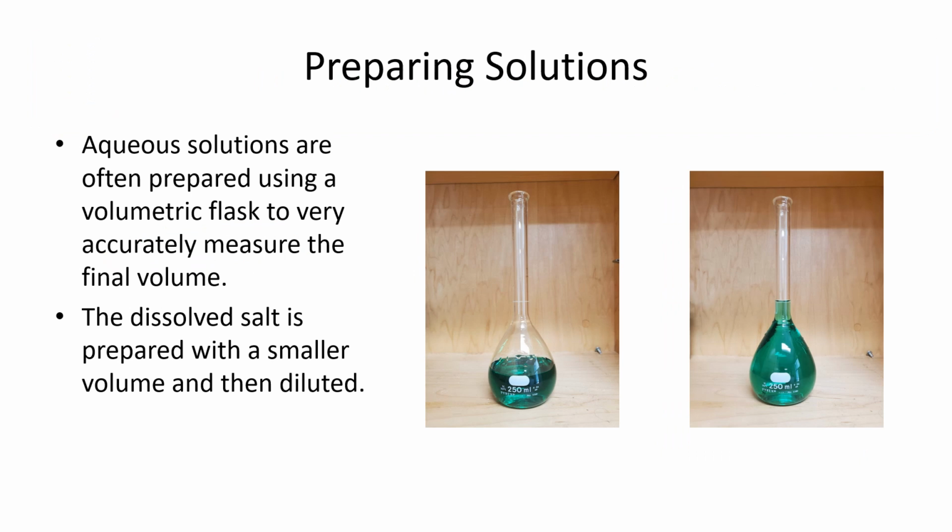The usual way to use this is to mix up your solution in a smaller volume, say in a beaker, so you have the right amount of solute already dissolved, and then add that in and dilute it up to the line there. Then you get your really accurate solution with the concentration that you want.